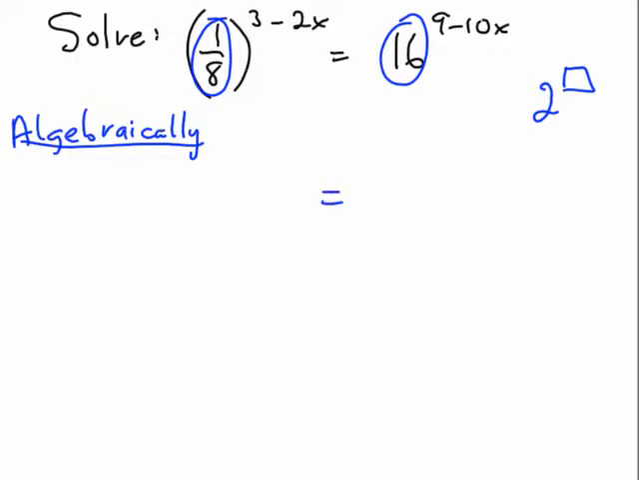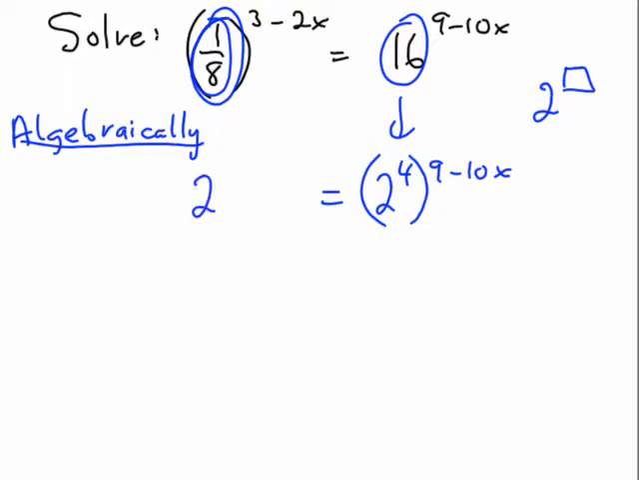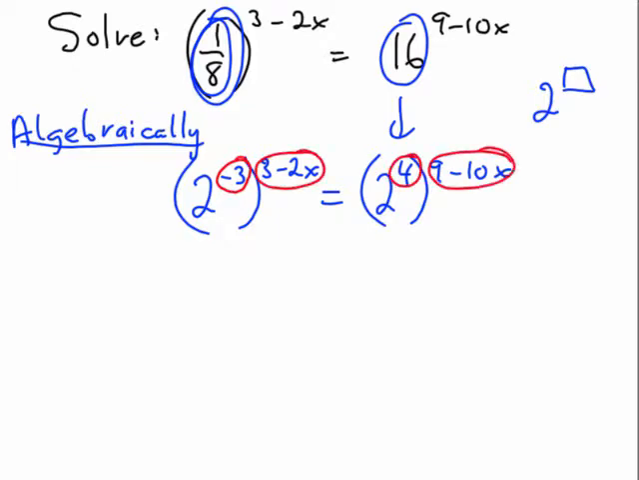For example, with 16, I know that 16 is 2 to the 4th, and I put my exponent on the outside. And 1/8 can be written as 2 to the negative 3, since the negative reciprocates, and 2 to the third is 8. By rules of exponents, I have an exponent to an exponent, which we know is the multiplying rule for exponents. So we can multiply the exponents to make that 2 to the negative 9 plus 6x equals 2 to the 36 minus 40x.